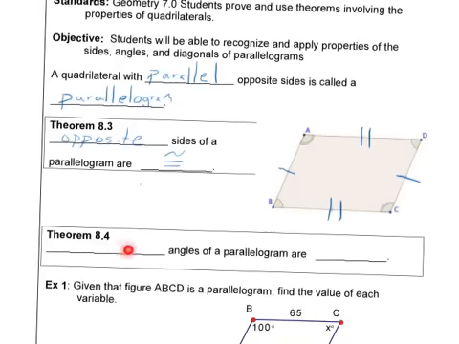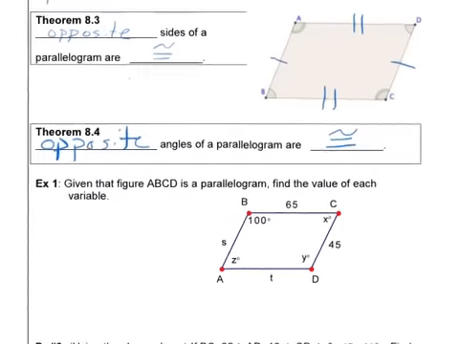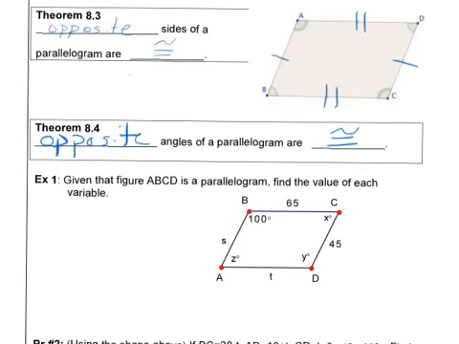Next theorem is that opposite angles of a parallelogram are congruent as well. So that's also in our drawing. We see these two angles are congruent. We see these two angles are congruent. So this is going to be very helpful when it comes to solving problems like this one. It says, given that the figure ABCD is a parallelogram, find the value of each variable. All right, well, let's just work through this, okay?